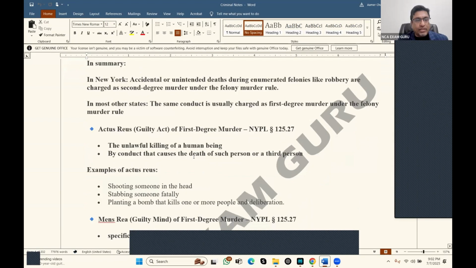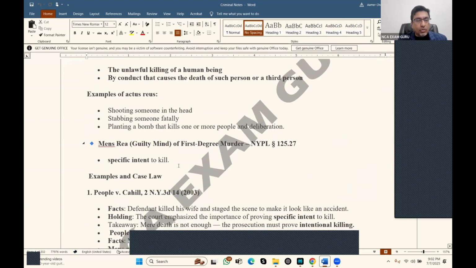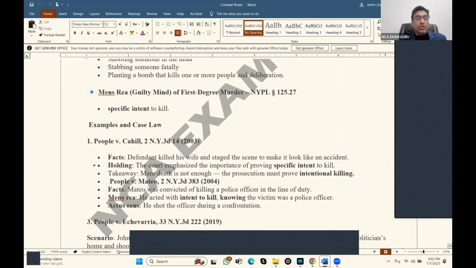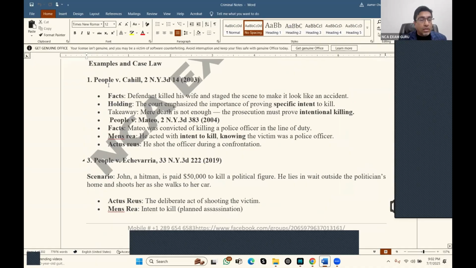Actus reus, don't worry about. Mens rea, don't worry about. Okay, now case law. That's a real case. People versus Cahill, whatever, don't worry about it. Facts: the defendant killed his wife and staged the scene to make it look like an accident.